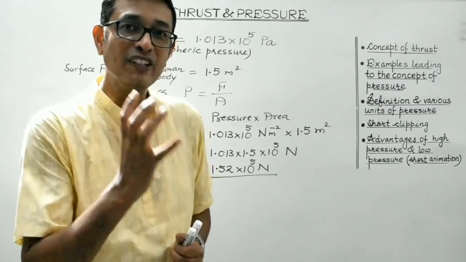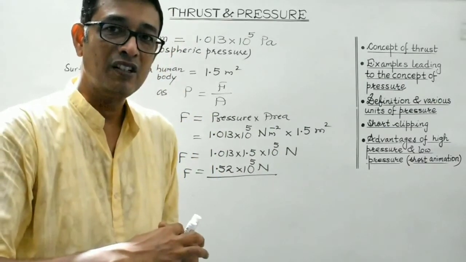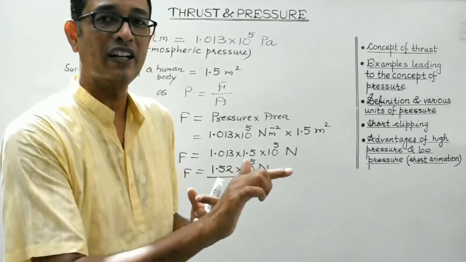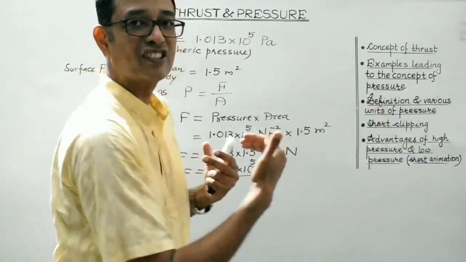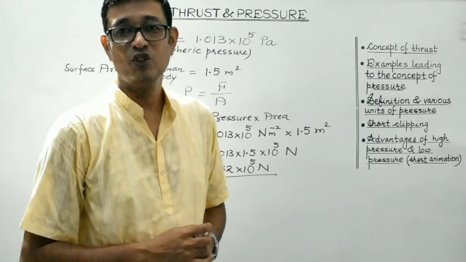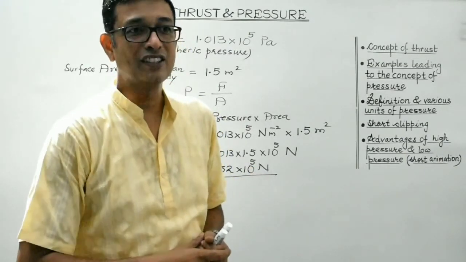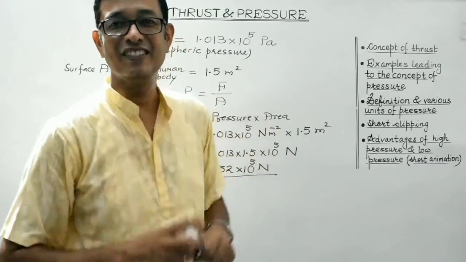So there is a balance between the internal pressure due to the blood running through the veins. They also exert pressure in the outward direction. So that balances the external atmospheric pressure. So that is how the shape of the body is maintained. Or else we would have squeezed down, isn't it?